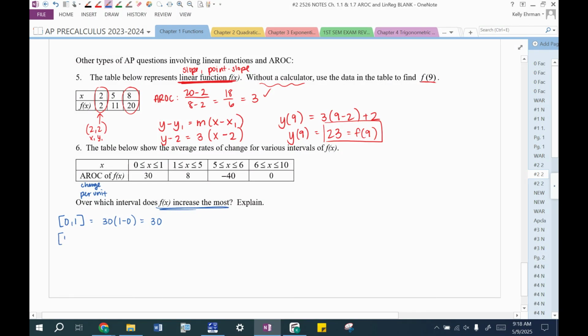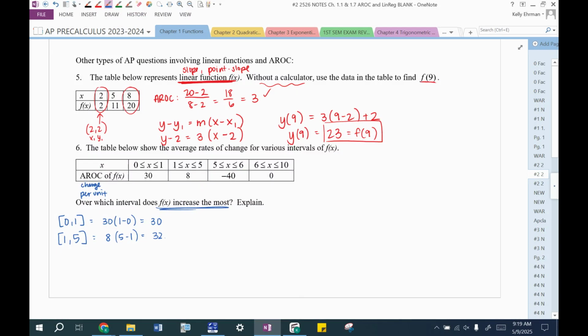So the next interval is 1 to 5. You've got a slope of 8, but you do that for 4 units, 5 minus 1. So 8 times 4 is 32. So there's actually a higher increase on this. Even though the slope is lower, it's taking this lower slope and going for a longer amount of time.